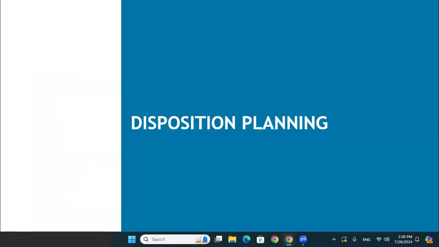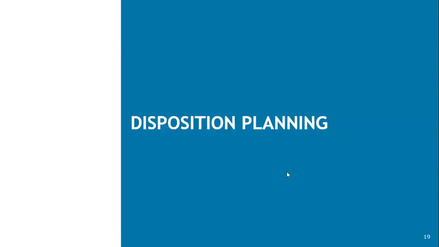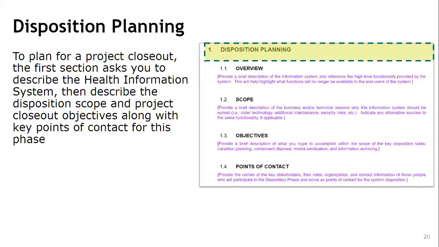Now let's proceed to the disposition planning. To plan for a project closeout, the first section asks you to describe the health information system, which I mentioned before, which is about the overview, the scope, the objective, and the point of contact. All these things need to be included in the template.